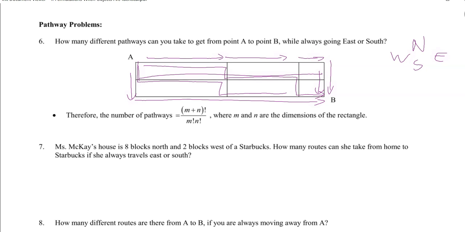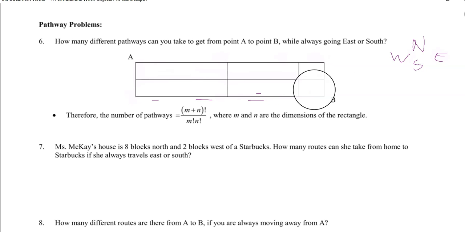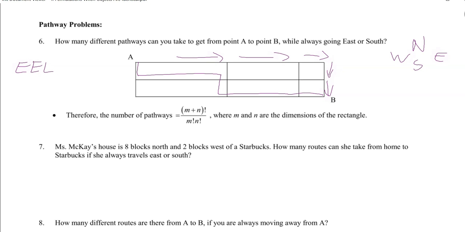So no matter how we go from A to B, how many blocks are we going to have to cover? So we got 1, 2, 3. Try to change your answer. 5. So we got to go 5 blocks, right? Does it matter if we go all the way there? What about going 1, 2, 3, 4, 5? No, we're always going to cover 5 blocks. How many of those blocks are going east? 3.